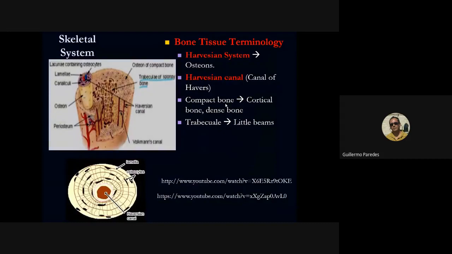So we are going to start talking about the components of the bone. We have the Haversian canal, that is this canal that you see here. This is one osteon, and in the center we have arteries and veins running through the Haversian canal. Everybody's oriented, right? Yes, okay, perfect.